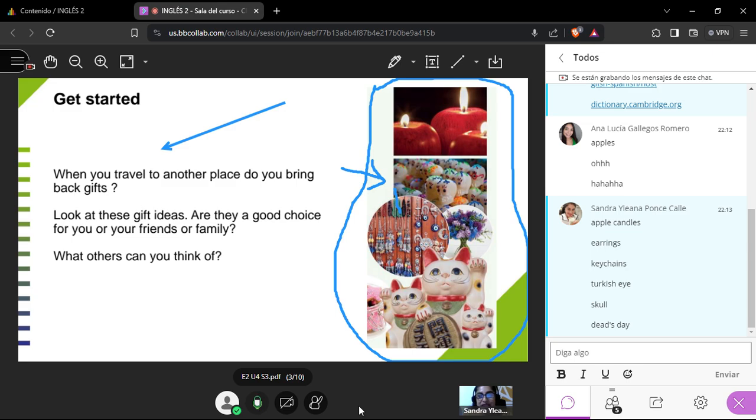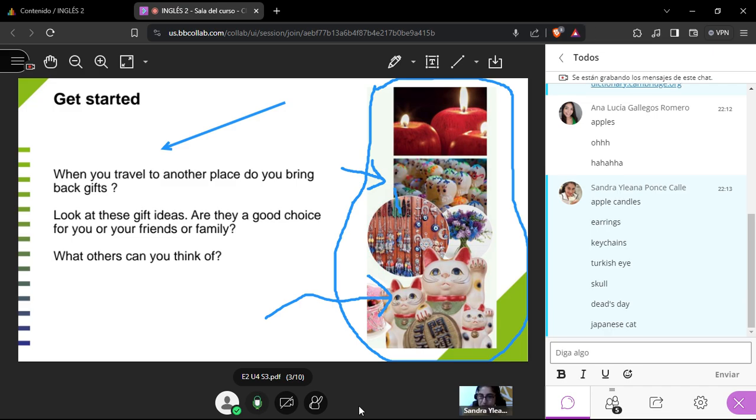And finally, here we have, what about this? The fortune cat. Let me check: the Mexican skull, the Turkish eye. All right. What else? And here's something about the Japanese cat. Right. They are popular gifts.